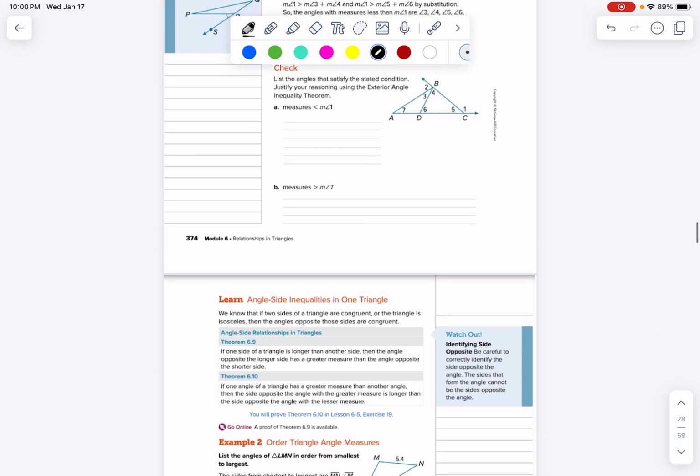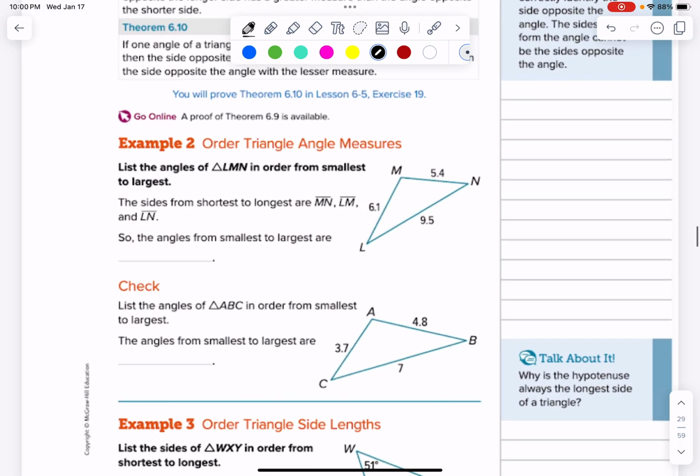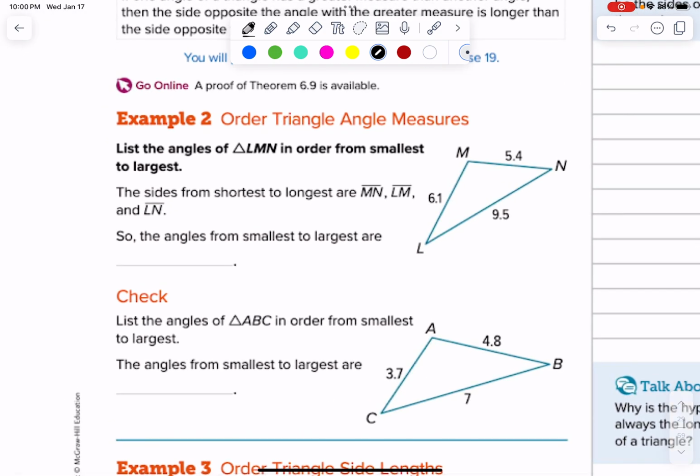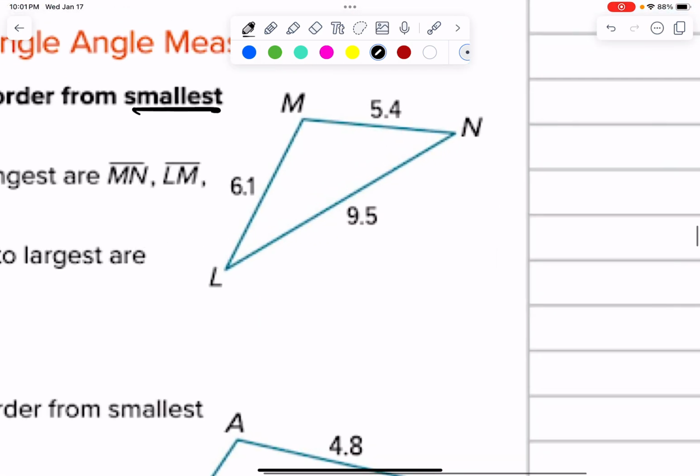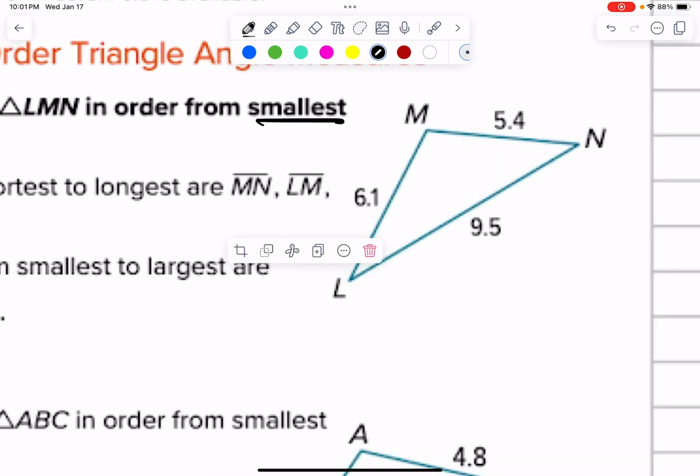All right, so let's go down to example 2, and then we'll backtrack. Here we want to order the triangle measures, and we want to list the angles of this triangle in order from smallest to largest. Smallest to largest, keep that in mind. They gave us the measure of each side. So this side is 5.4.